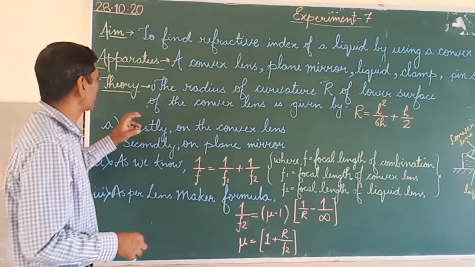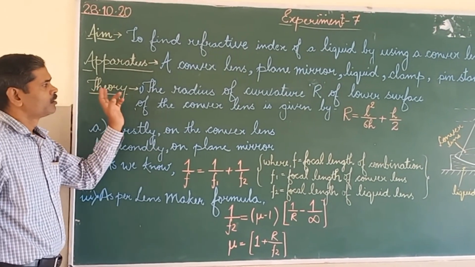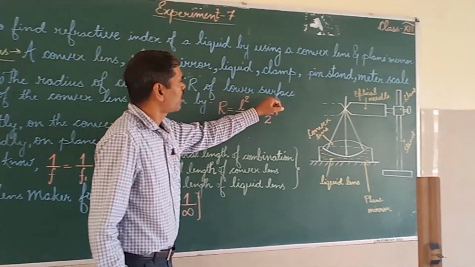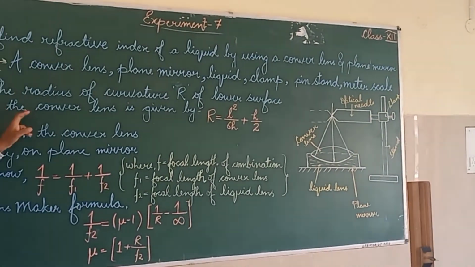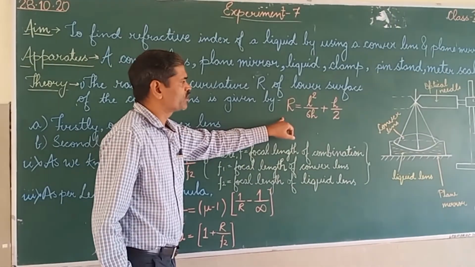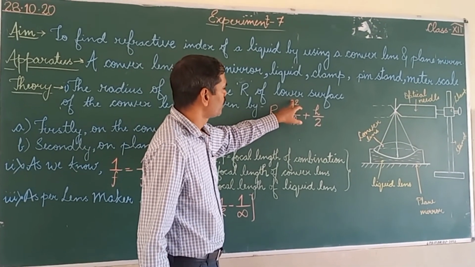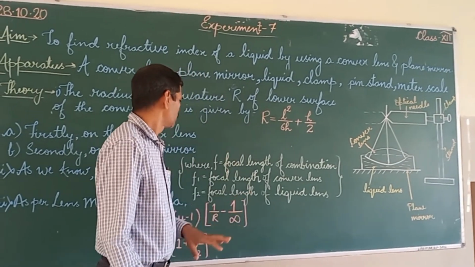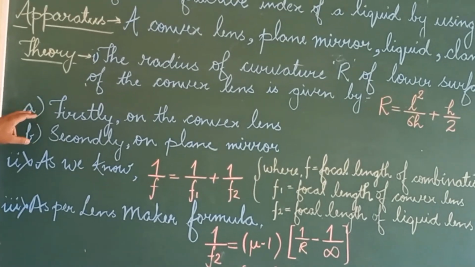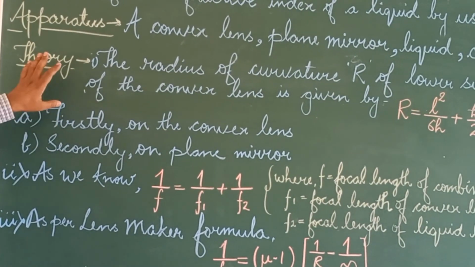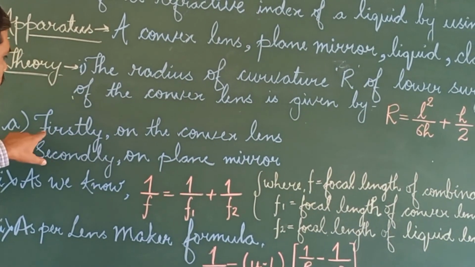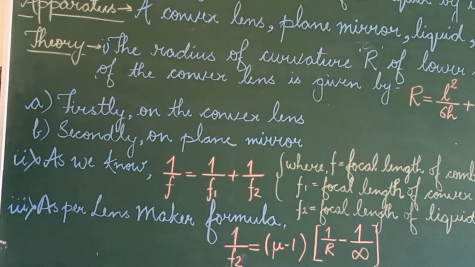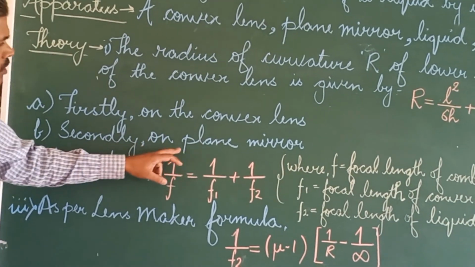Next topic is theory. First, the radius of curvature of the lower surface of the convex lens is given by r equal to l square by 6h plus h by 2. First, to find it, firstly on the convex lens, secondly on the plane mirror.